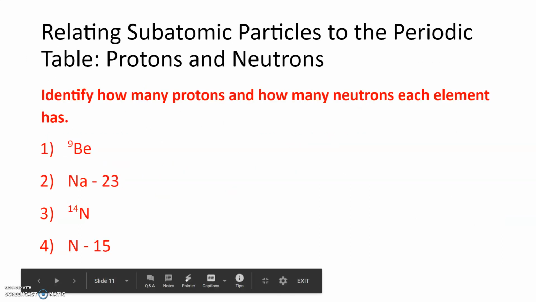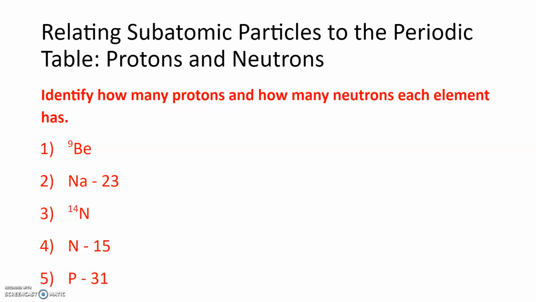Now I want you guys to take a moment to go through and figure out how many protons and how many neutrons each element has. You should use your periodic table to find the number of protons and then subtract the mass number to get how many neutrons. So for example, for number 1, beryllium, we would find Be on the table. Be is number 4. That means it has 4 protons. And since its mass number is 9, 9 minus 4 means it has 5 neutrons. Please pause the video at this time to finish questions 2 through 5 on your student response sheet.